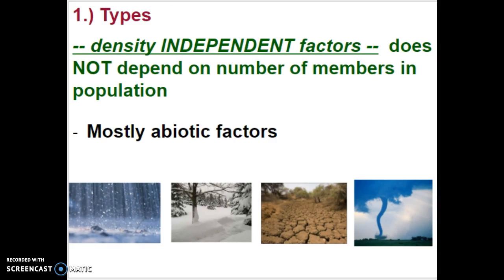Different types of limiting factors. We can have density independent factors. Independent means that these factors are not going to depend on the number of members in the population. Abiotic factors are generally density independent. It's not going to matter, for our wolf pack, if there's 10 wolves in the wolf pack or 100. If it rains, if it snows, if there's a drought, if there's severe weather, that's going to affect the population whether there's 10 or 1,000 wolves.